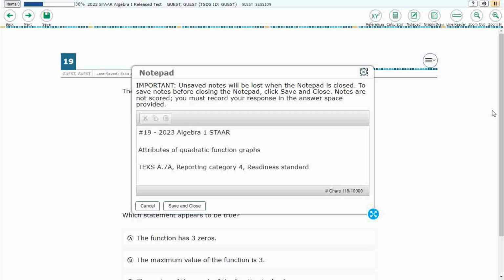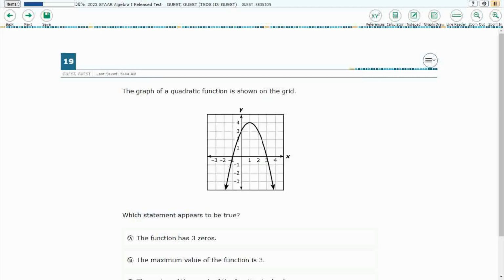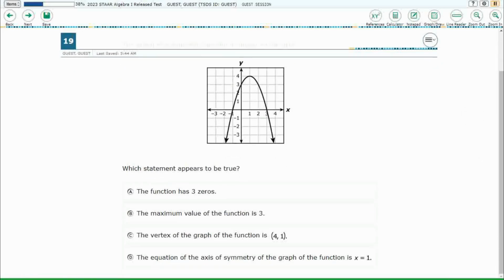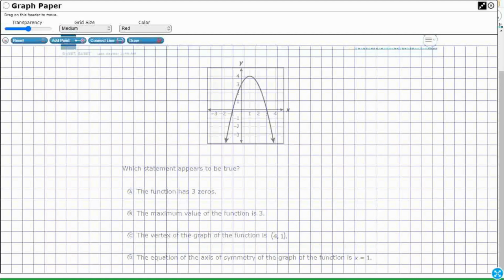This is TEKS 8.7a. It is a readiness standard in reporting category 4. We have a basic quadratic here. 4 statements, only one of them can be true. So let's just look at them real quick.